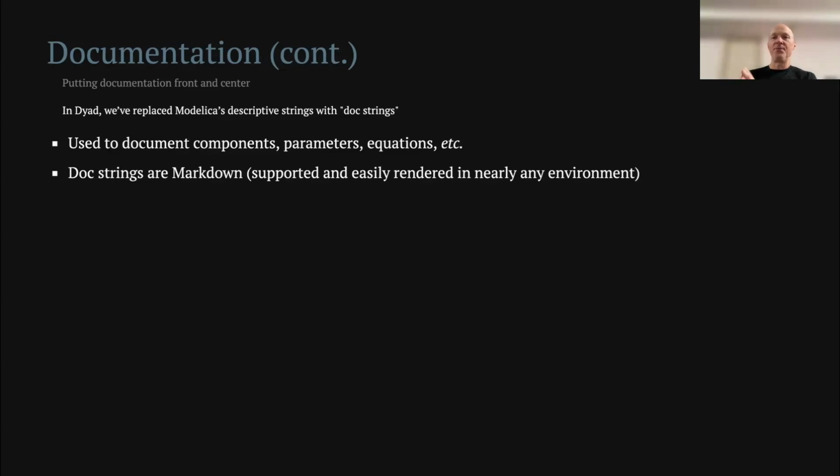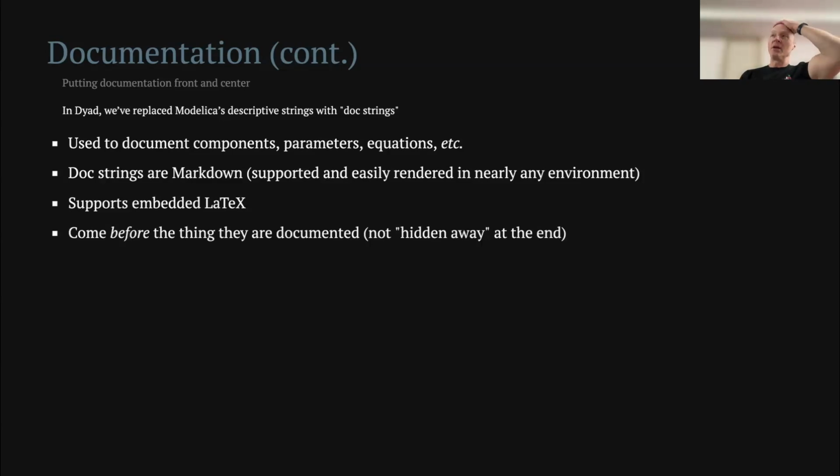They're also interpreted as Markdown. That means you can do inline images, you can do, as I said, bulleted lists, all the things you can do in Markdown. And those are then easily rendered in pretty much any environment. They support embedded LaTeX. They come before the thing that they're documenting. And I think this is quite nice because that's kind of a natural place for them. Having them in annotations inside of a model or at the end of a line always puts them kind of to the side. This puts them right there alongside the thing that they're describing.